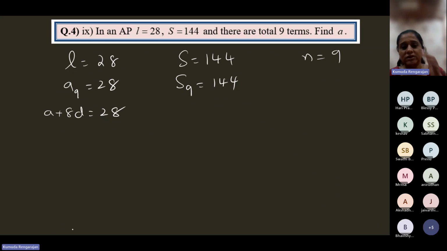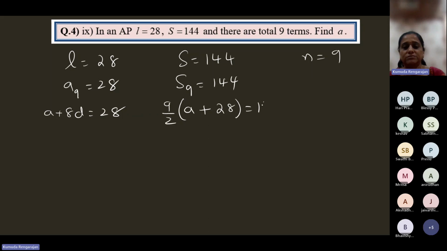Now for Sn, you know 2 formulae, right? N by 2 of the first term plus the last term. And you also know N by 2 of 2a plus n minus 1 into d. So which one to go ahead with? You substitute the values in both the formulae. And then we can decide which one is convenient. So we'll do that now. So S9 is n by 2, 9 by 2 of the first term, A, plus the last term. What's the last term? 28.